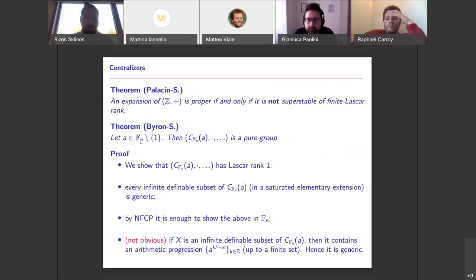Right, and I think I have already revealed the way to prove this: I'm going to prove that centralizers have Lascar rank one or U rank one. If you're not very familiar with model theoretic ranks, you don't need to know much about what U rank one is, because in this case, you just need to prove that every infinite definable subset of the centralizer is generic, in the sense that finitely many translates of the subset cover the whole centralizer. Proving this proves Lascar rank one.